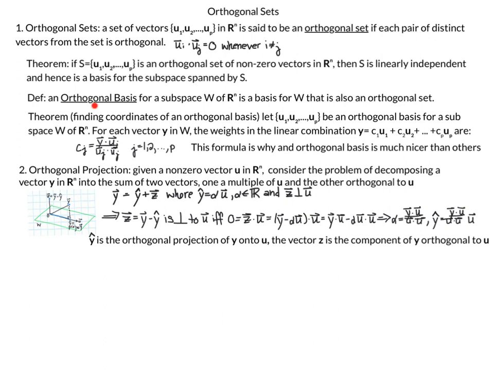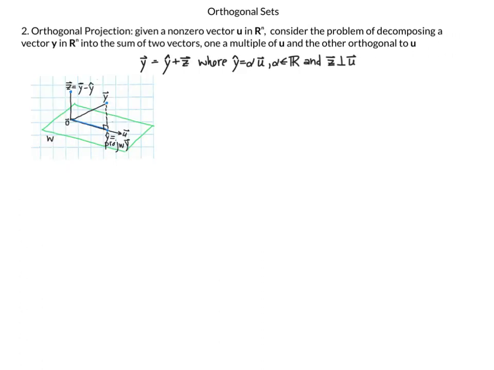On our overview slide, we just finished this theorem here for finding coordinates of an orthogonal basis. So now we're ready to look at orthogonal projections. And again, that's towards the problem of decomposing a vector y in Rn into the sum of two orthogonal vectors, one of them being a multiple of a given vector u. And the problem in particular is given a non-zero vector u in Rn. So here in blue I have my vector u.